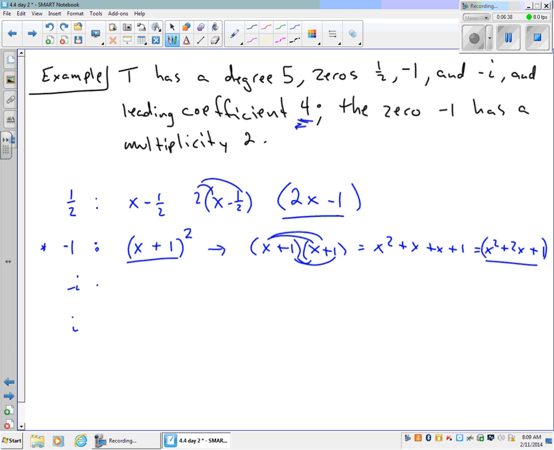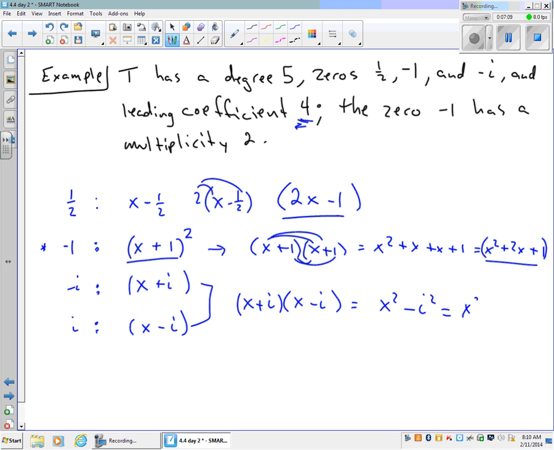So -i it is going to be x minus a -i, so plus i. And then for the positive i, it's going to be x minus i. Okay, and just like before, x plus i and x minus i is going to give you a difference of 2 squares. So we take x plus i times x minus i, and we are going to get x squared minus the i squared, which converts to x squared plus 1, just like on the last example.